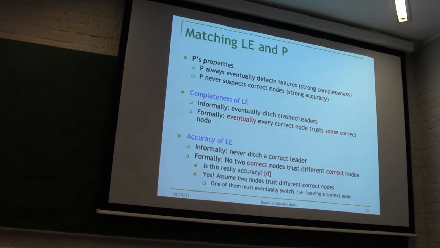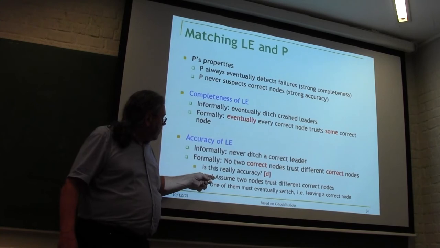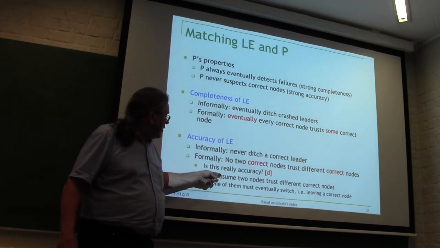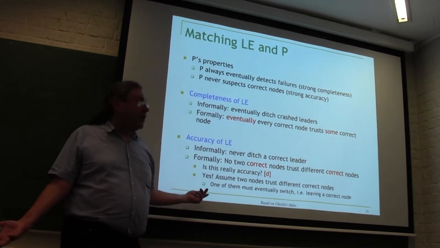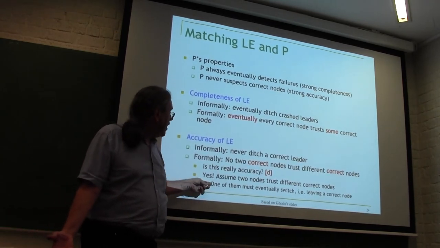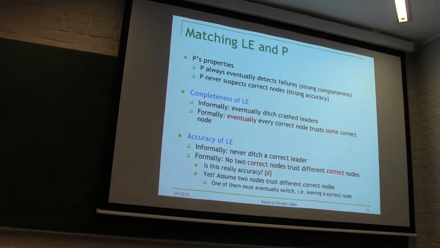If two nodes do trust different correct nodes, then that can't work. One of them has to switch, so that's breaking. It's not allowed to switch. That means the system is broken. So that's an accuracy property.